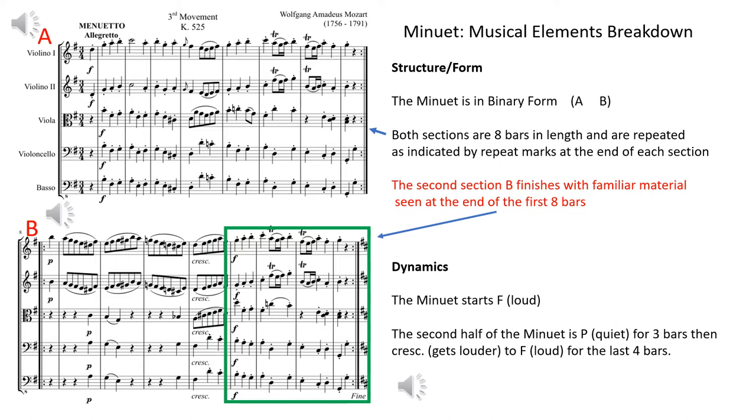As you can see on the music to the left, I've labelled the A and B section because the minuet is in binary form, which has 2 contrasting sections. Both of the sections are 8 bars in length. This is a feature of the classical period, and each section is repeated as indicated by the marks at the end of each section. Let's have a listen to the first section, A.